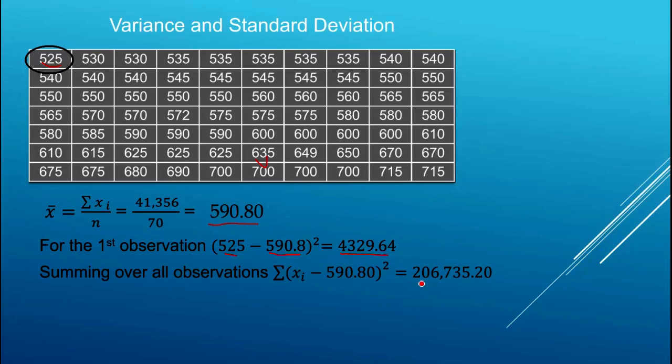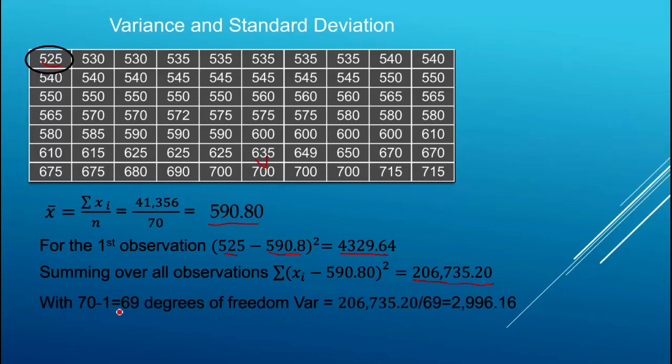When we do so, we're going to get a very large number, 206,735.2. With 70 minus 1 degrees of freedom, we are going to take the 206,735.2 and divide it by the 69. The answer then is that the variance is 2,996.16, but that's not really in dollars, right?